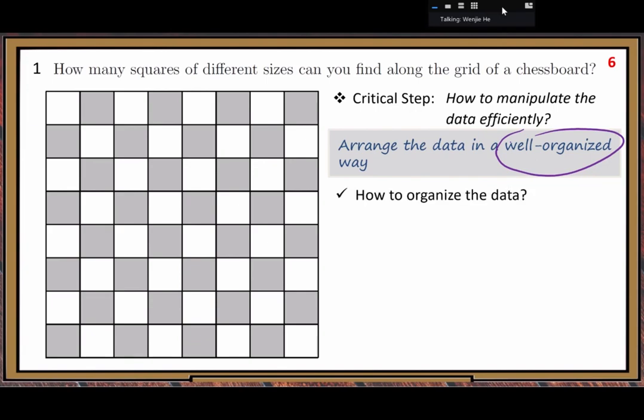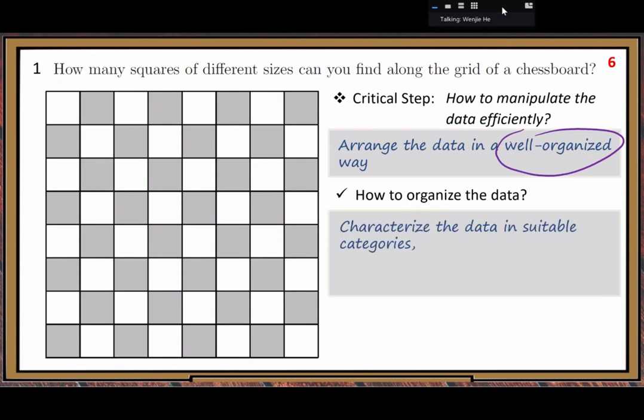The next important step: characterize the data in suitable categories. Because no structure means no category. The data of different types, the squares of different sizes, different locations, all mixed together. Or, in other words, all the data is placed in the same category, one category, right?